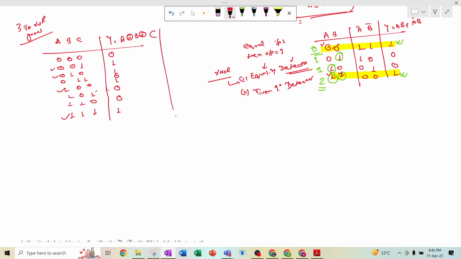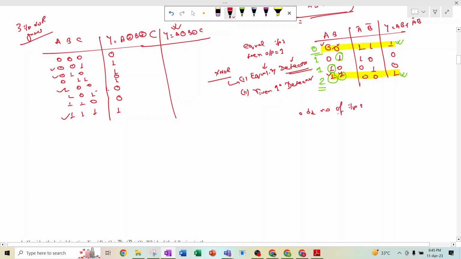Similarly, for the XNOR gate you should see it like this. So remember one thing: for an odd number of inputs the XNOR is the same as XOR, but for an even number of inputs the XNOR is the complement of XOR.